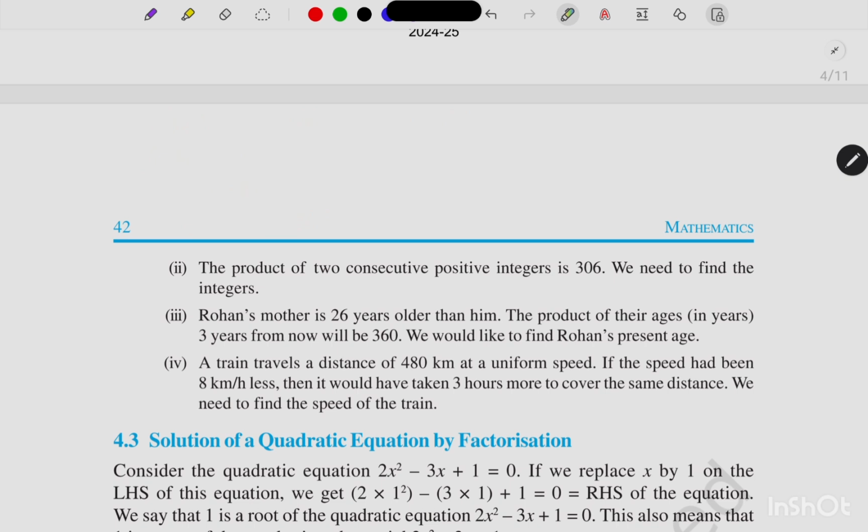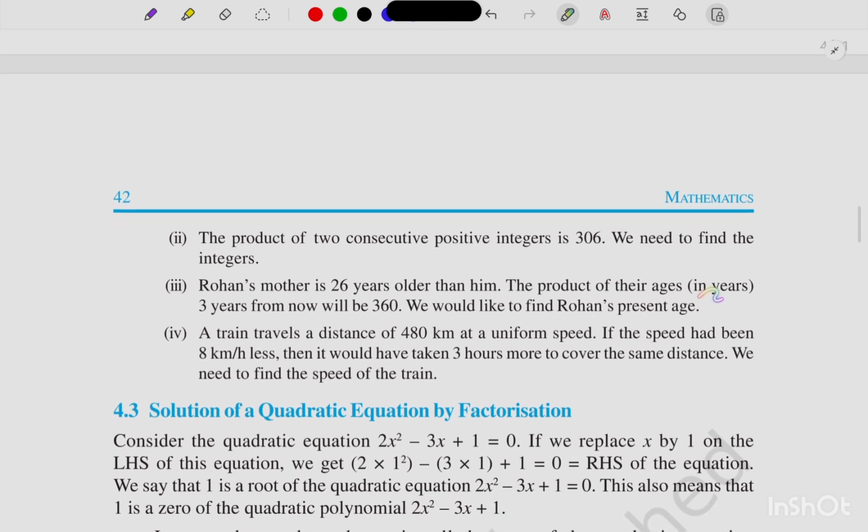So Rohan's mother is 26 years older than him. Assume Rohan's age is x. That's just simple. The product of their ages in years, 3 years from now will be 360. Ooh, that's old. We would like to find Rohan's present age.